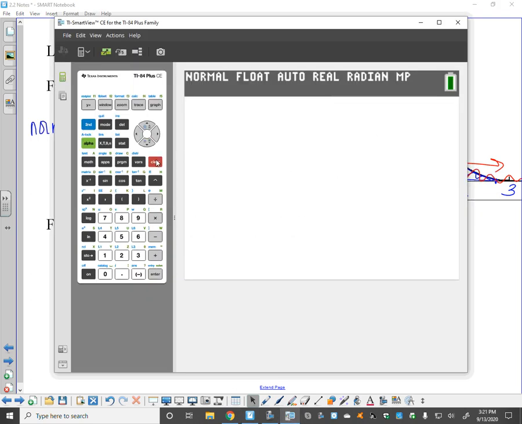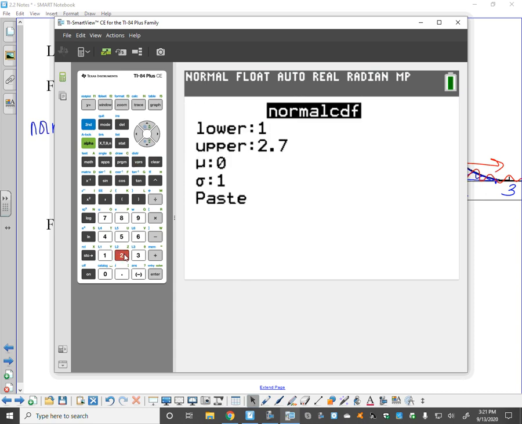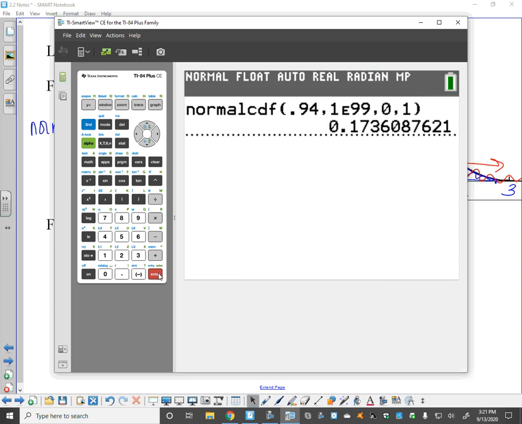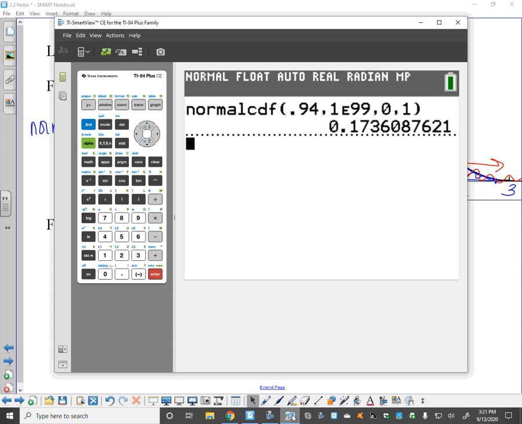Grab my calculator, going distribution. Number 2, I'm going 0.94 to infinity with a 0 and a 1. And I got 0.174 if you don't turn it into a percent, or I'm getting 17.361%.